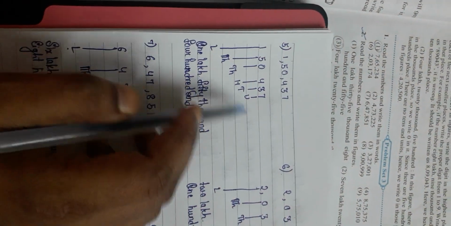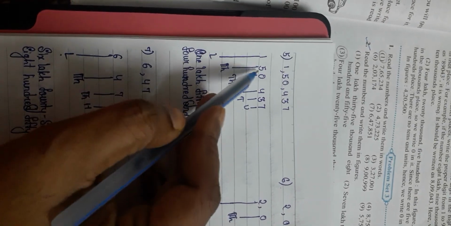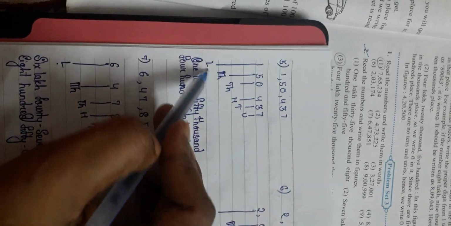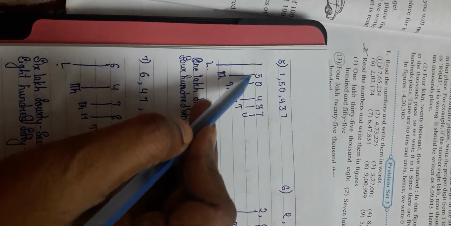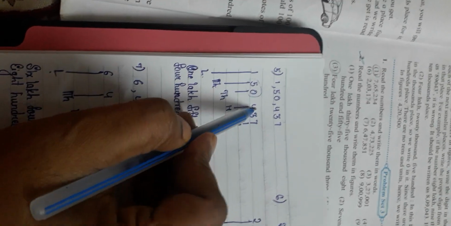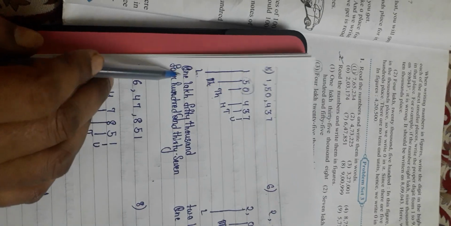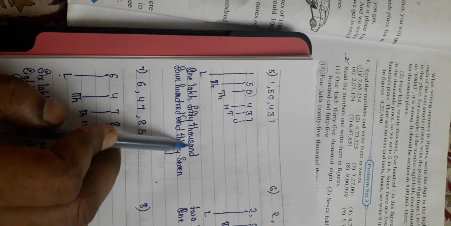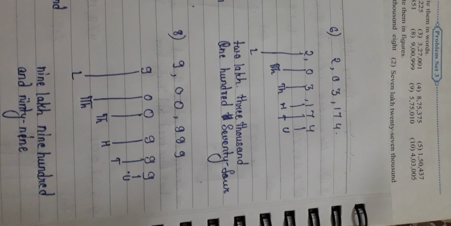As I have written here the place value already: 7 is in unit, 3 is in tens, 4 is in hundreds, 0 is in thousands, 5 is in ten thousands and 1 is in lakh. So 1 lakh, 50, this we will read combined as 50, and 437 is 37. So this will be 1,50,437. Clear?